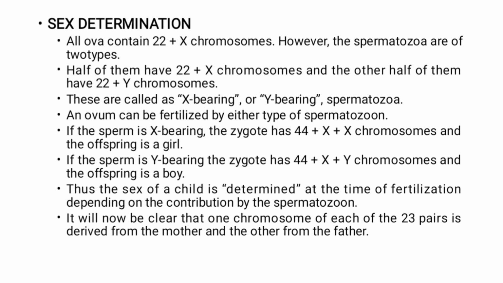So since the woman is constant, 22 plus X, the male is either 22 plus Y or 22 plus X. So when the male 22 plus X fuses with the female 22 plus X, that zygote results in being a female. But when the 22 plus X from the female and the 22 plus Y from the male fuse together, they form 46 chromosomes with XY. That now becomes a male zygote. Okay, so that's what happens.